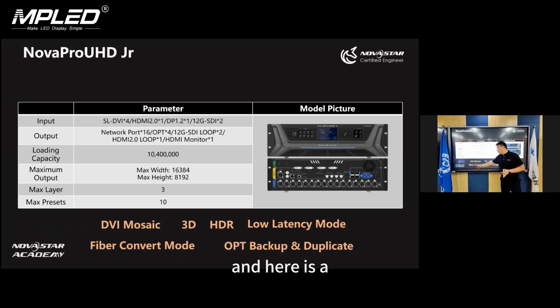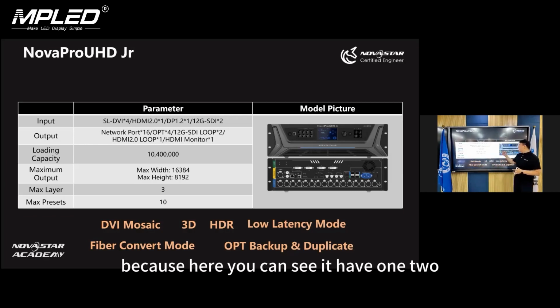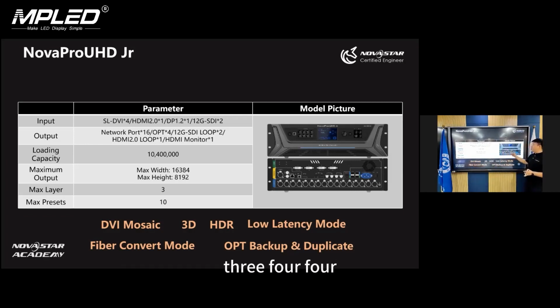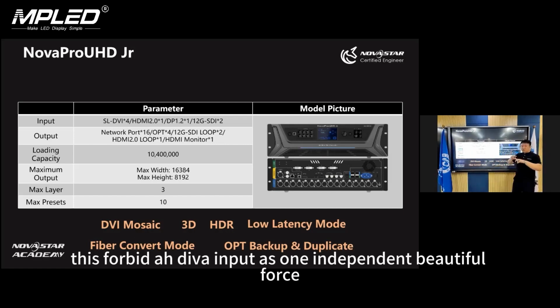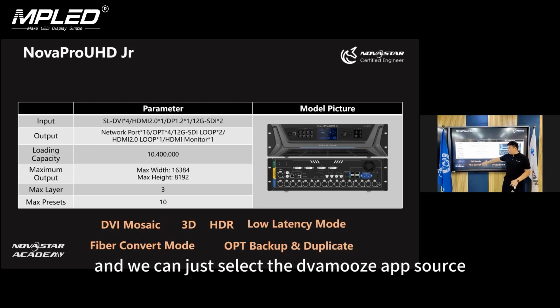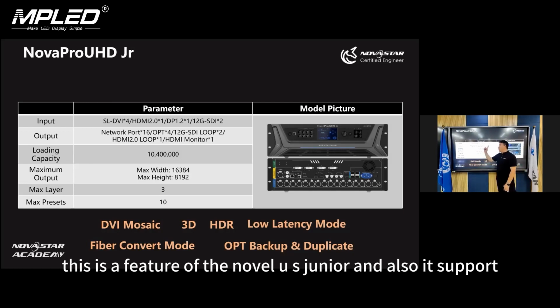And here, a feature of the Nova Pro UH Junior is the DVI mosaic. Because here you can see it has 4 single link DVI inputs. The DVI mosaic can combine these 4 DVI video inputs as one independent video source. And we can just select the DVI mosaic source at the front panel. This is a feature of the Nova Pro UH Junior.